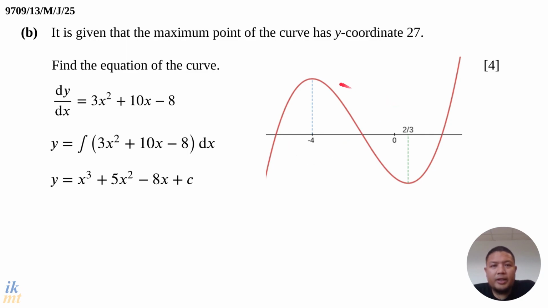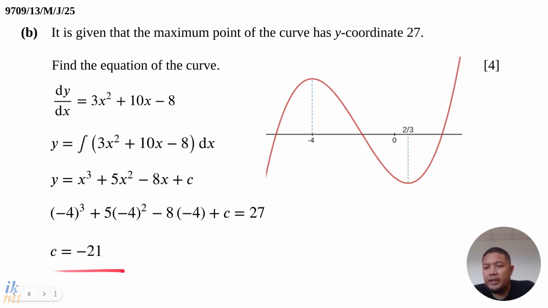And then we can figure out, hey, which one has the maximum point? In this case, we can see very clearly that the maximum point happens when x equals negative 4. That means one of the points on this curve is negative 4, 27. That means we can substitute 27 into y and negative 4 into x, and we go ahead and do that. And from here, very simple, just find the value of c, make c the subject, and you get c equals negative 21.